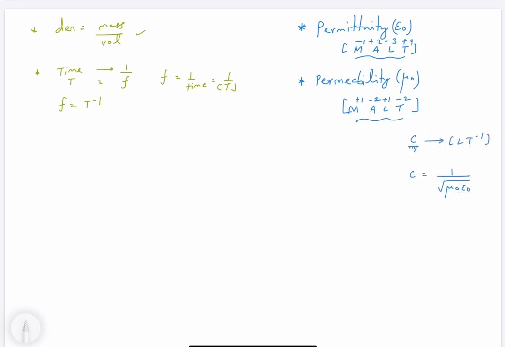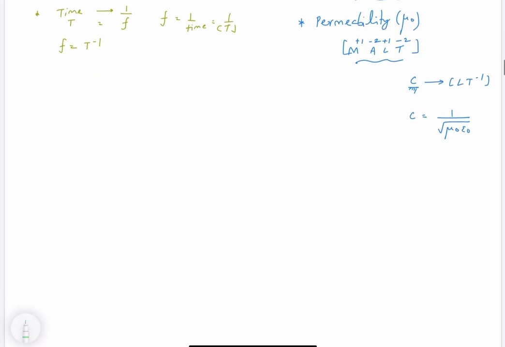Okay, let's come to the main points. That's for permeability and permittivity. Very, very important. That's why I wanted to tell you. Then we have certain things which are non-dimensional, which are dimensionless.